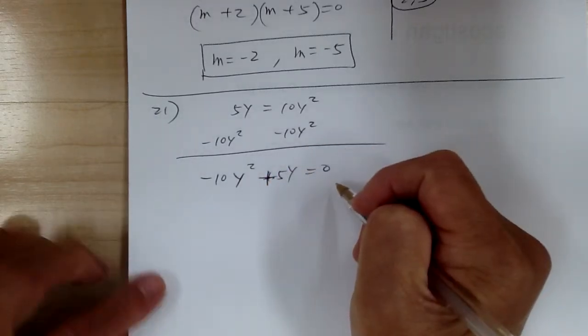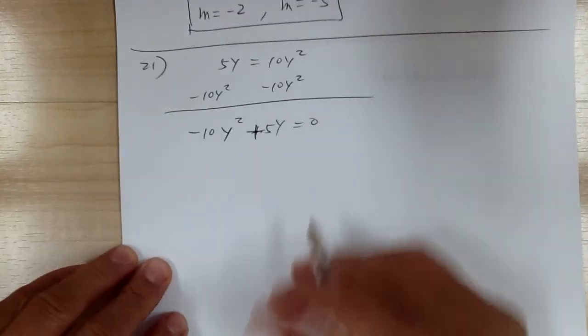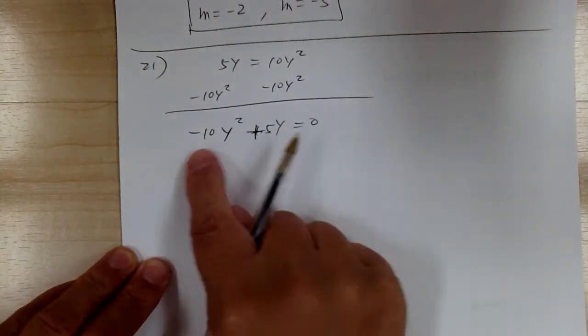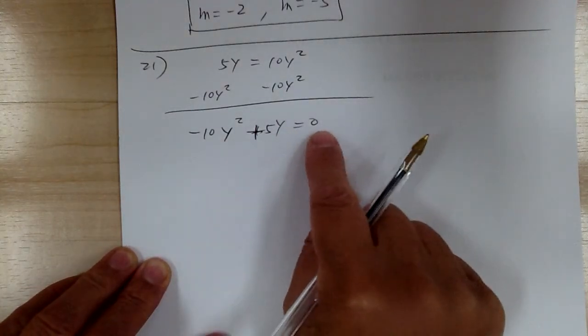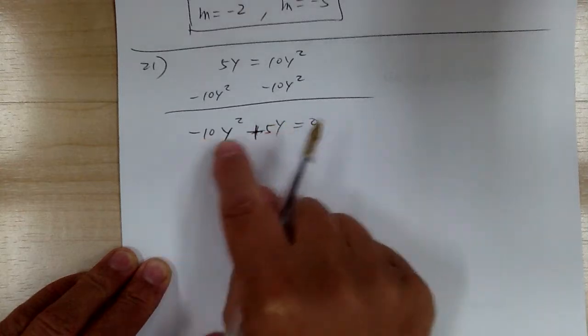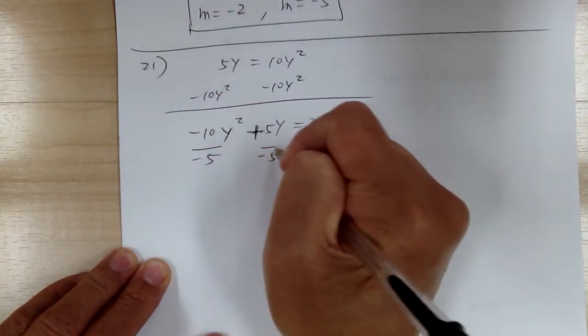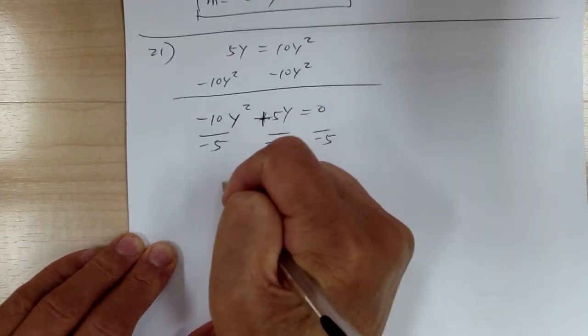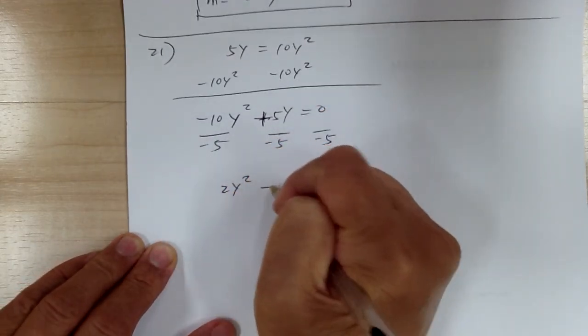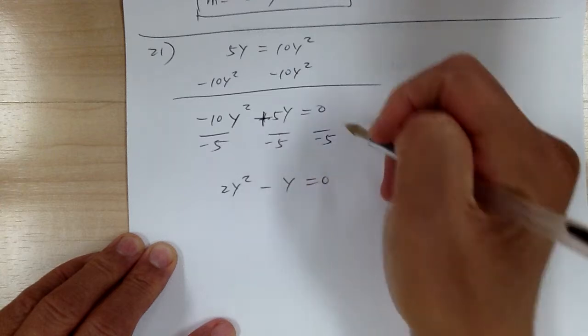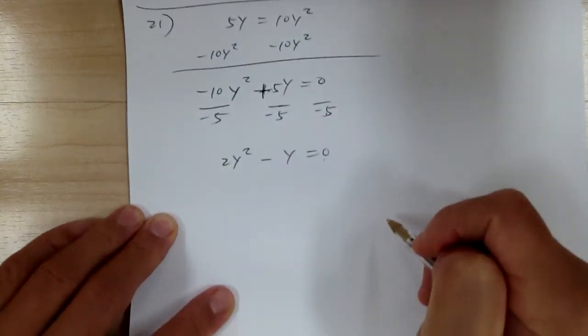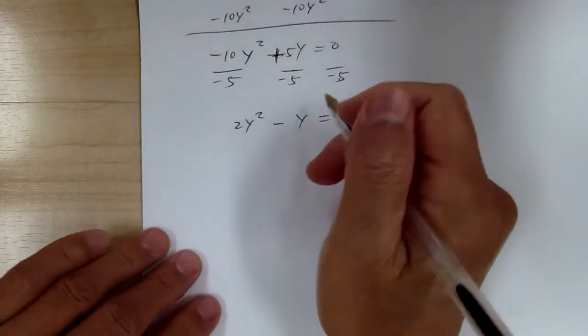Now because this is an equation, you can divide a number to lower the equation. So notice all these are multiples of 5 and there's a negative. So I'm going to divide by negative 5. So I get 2y squared minus y equal to 0. 0 divided by negative 5 is still 0. Right? Okay, now after that you can do the factoring.